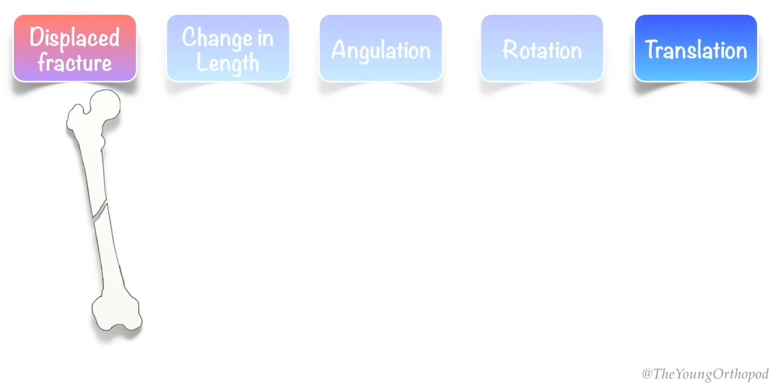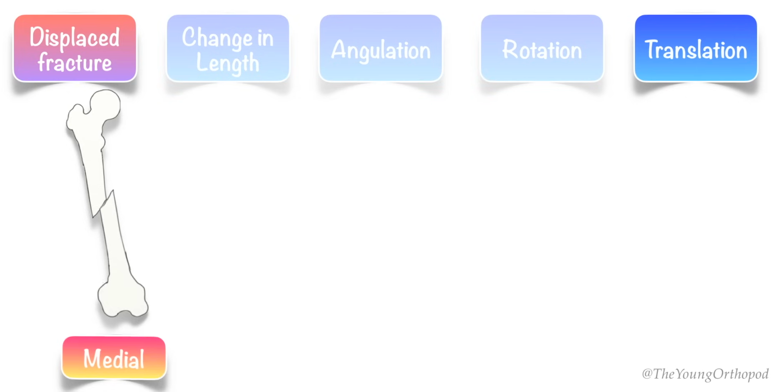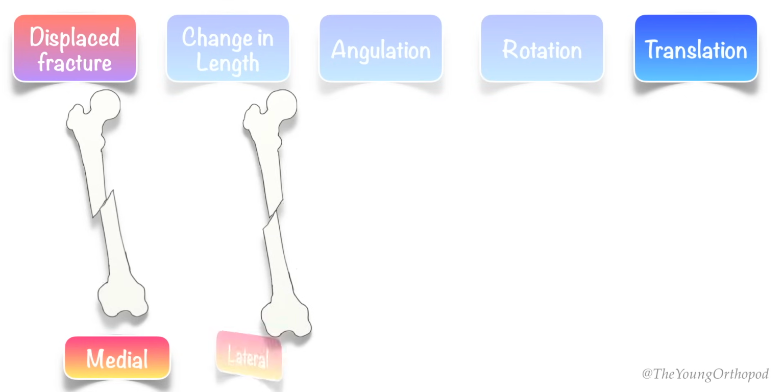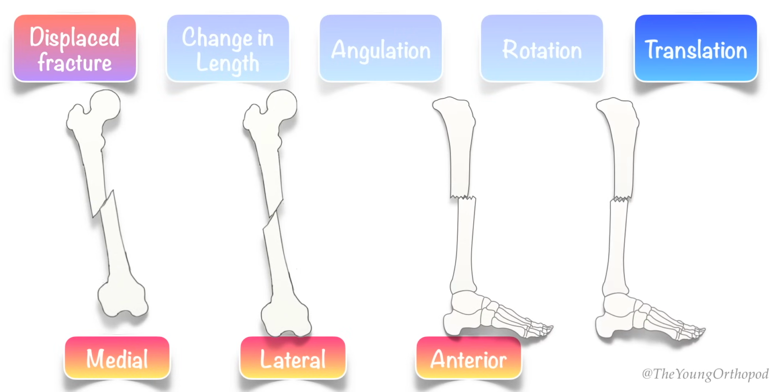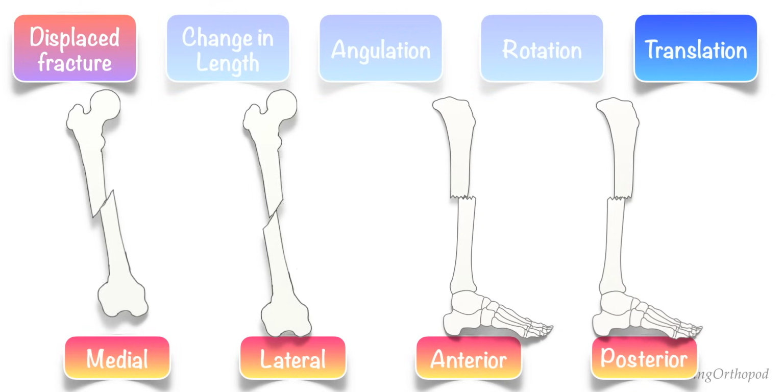Translation occurs when the fracture surfaces have shifted sideways relative to each other. Depending on the position of the distal fragment, a fracture may be translated medially, laterally, anteriorly or posteriorly, or even a combination of these.